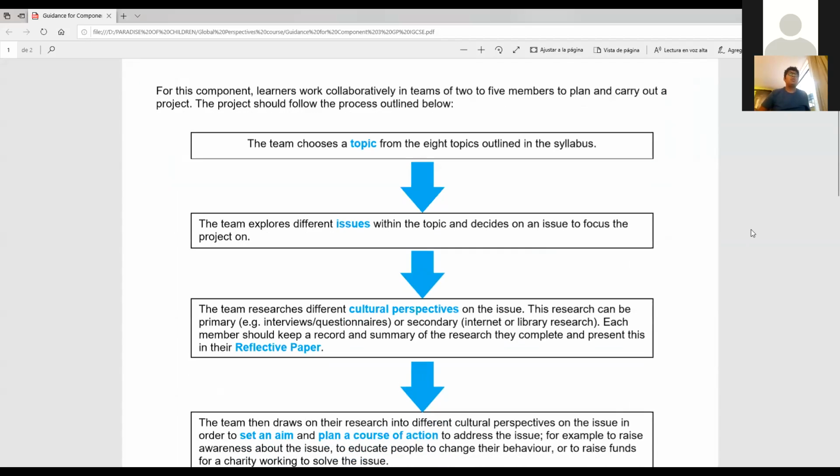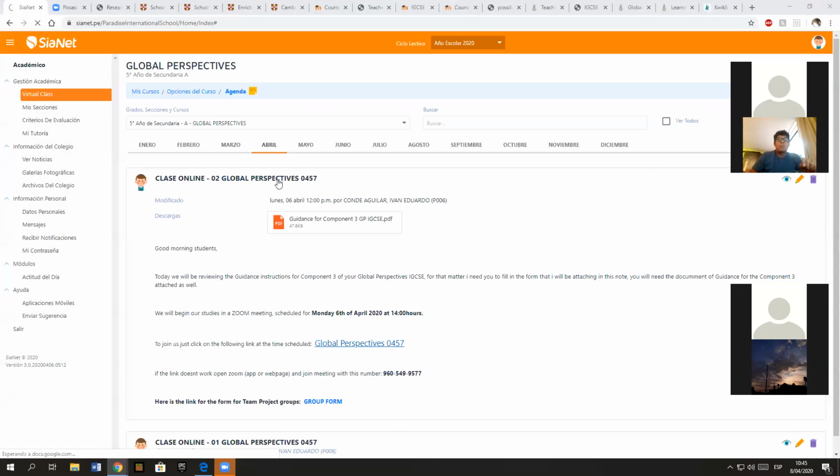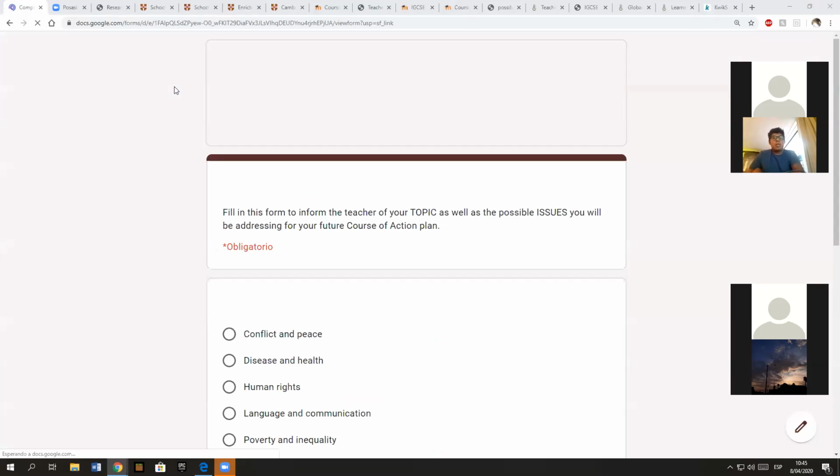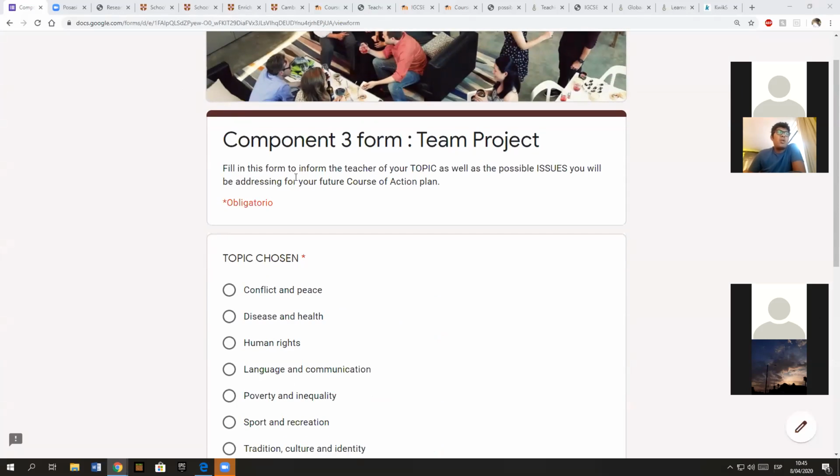As I told you, each group is going to be divided in 3, or at most in some cases, 4 people. That's why you will need to fill in a form. And the form is going to be this one. Sorry, give me a second. Okay, the internet is a little bit slow, but this is the form that you're going to fill for your team project.